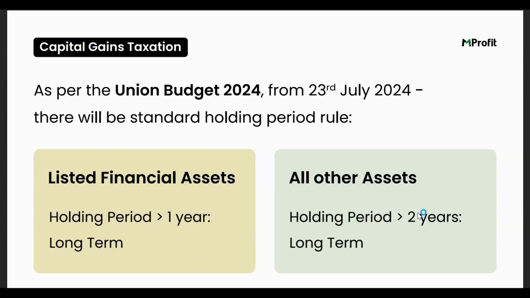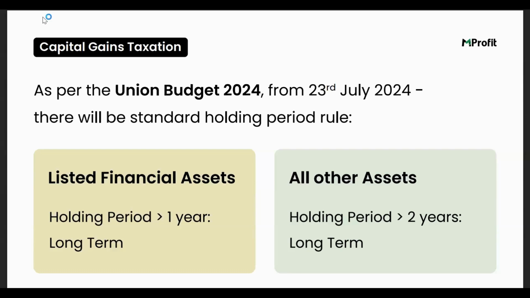For any other kind of asset, which is not a listed asset, the holding period is 2 years. That is, if you have bought an asset and you're holding it for 2 years, and selling it post completion of 2 years, it will be classified as long term. And if you're selling it within a period of 2 years from the purchase date, it will be classified as short term.